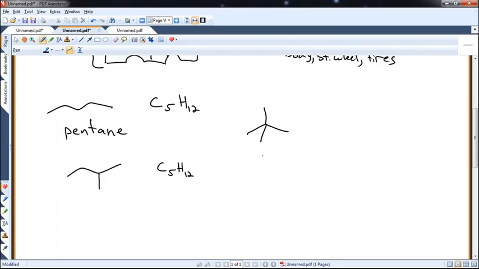2,2-dimethyl propane, technically speaking, but it's also C5H12, right? So we'd say that each one of these is an isomer of each other. Because they're physically put together differently, they're called structural isomers or constitutional isomers, meaning they're constituted differently.